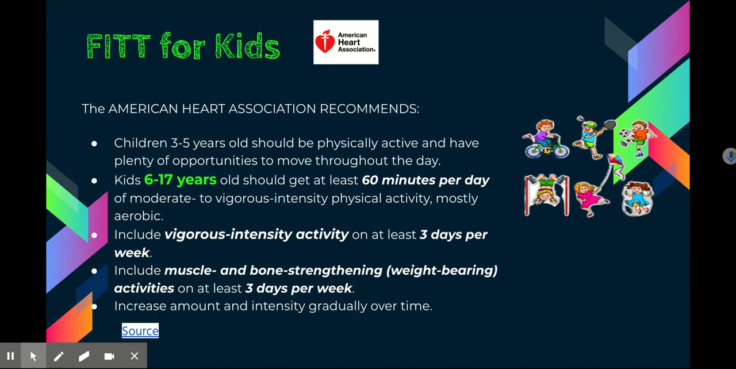You should include vigorous to high intensity activity for at least 3 days a week. So 3 of your workouts during the week should target high intensity workouts. You should also think about doing some type of strength training at least 3 days per week. So it's important. You want to get about an hour of activity every day, and then you break that up. 3 days should be really high intensity, and 3 days should be focusing on strength training. And then you want to increase the amount and the intensity gradually over time.